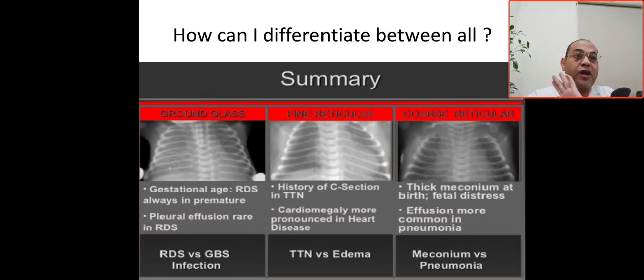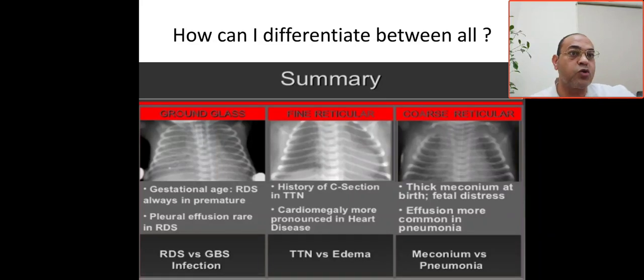What is the meaning of ground glass appearance? I cannot comment about the X-ray. It's diffuse haziness, diffuse opacities due to air space atelectasis or replacement with exudate or transudate. So the only two differential diagnoses in the neonatal period are RDS and GBS. How to differentiate? By history.